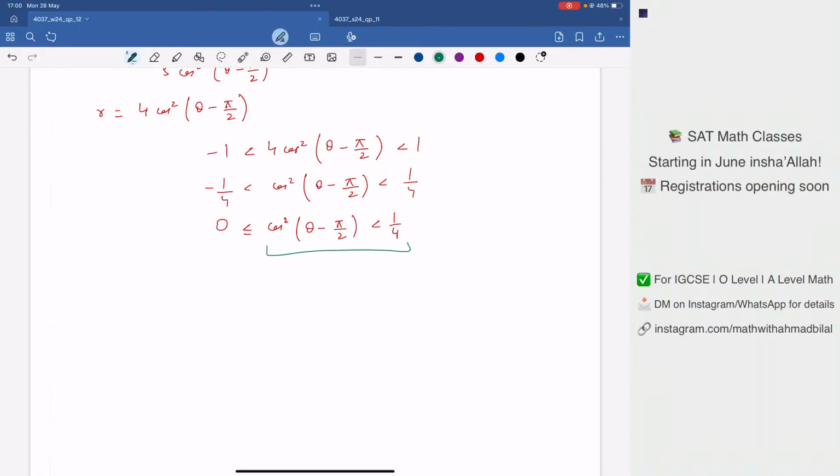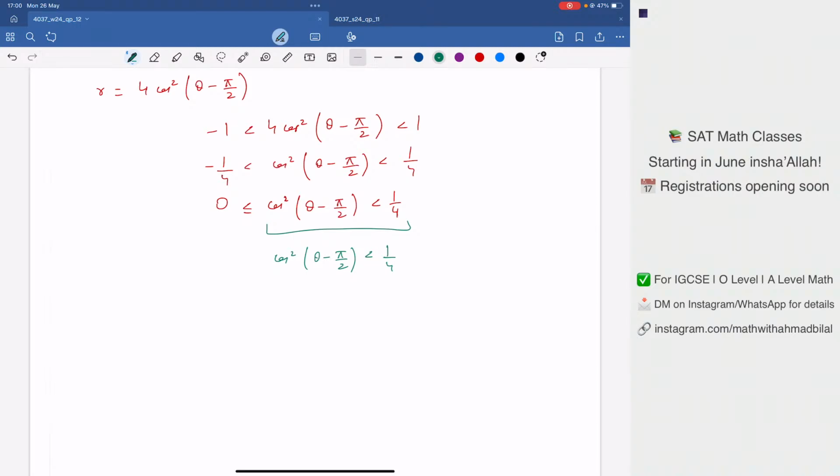For solving any kind of inequality, what you should do is first treat this as an equation and see what you get from that. So the inequality that I want to solve now is cos square of theta minus pi over 2 less than 1 over 4. Treat this as an equation first of all and find the critical values, the cutoff points from that. Let's do that and solve that equation first.